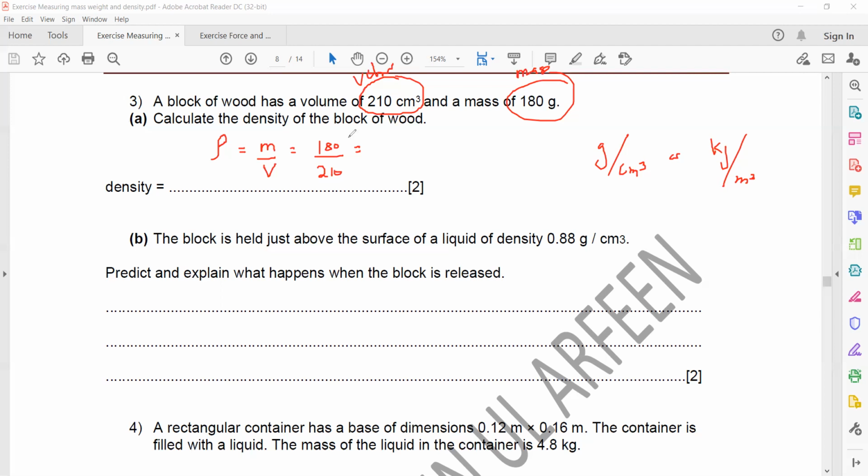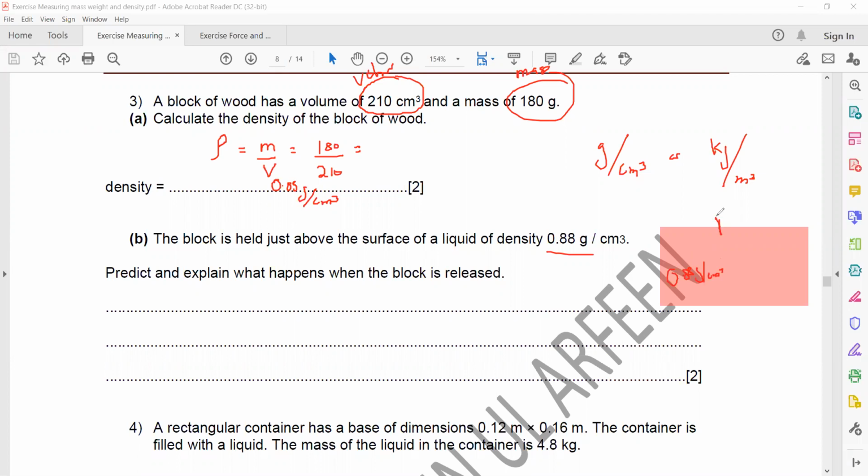What will be the density of wood here in this example? 0.85. So the density of a block of wood is 0.85 gram per centimeter cube. Now what they mention, a block is just held above the surface of the liquid which is having a density of 0.88. So there is a liquid in a container and the density of this liquid in a container is 0.88 gram per centimeter cube.